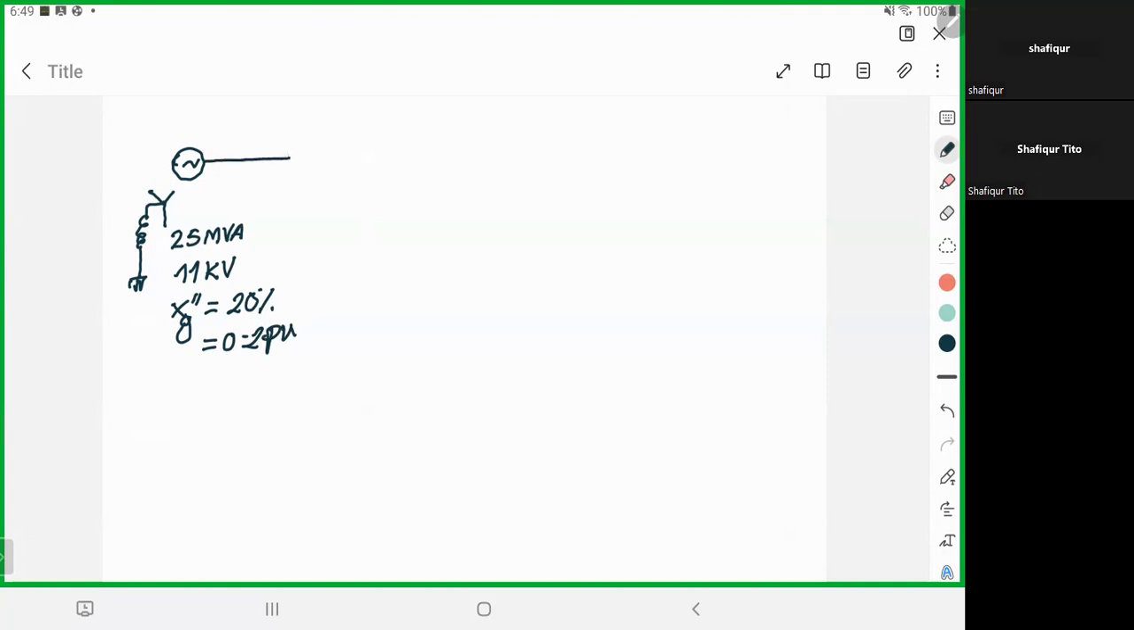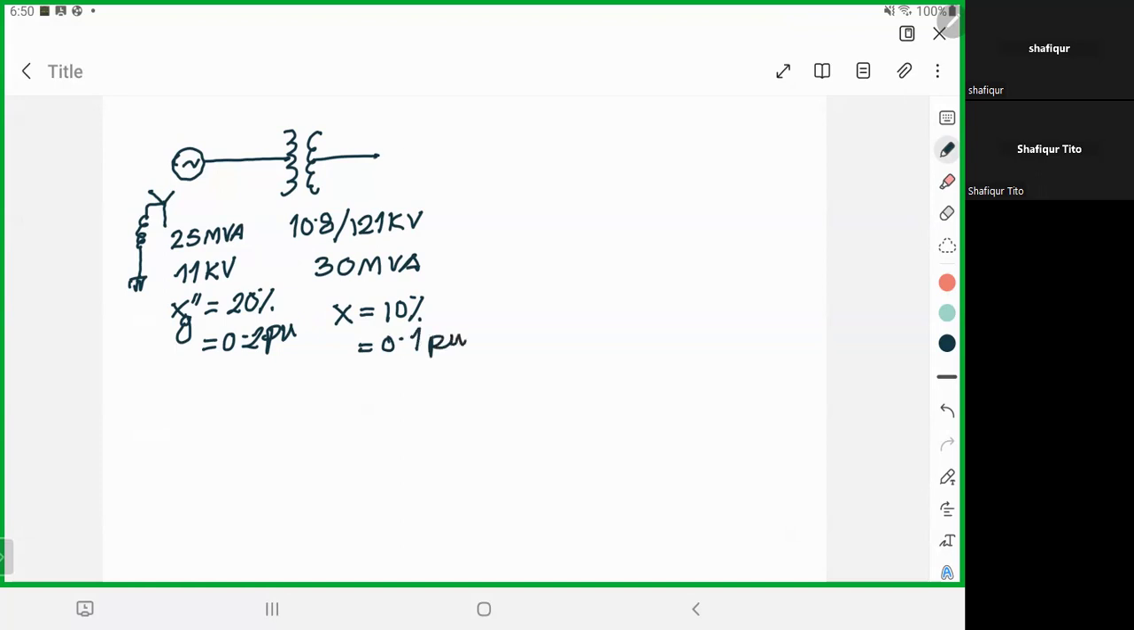Then this is connected with a transformer, which is given with the primary side 10.8 kV and secondary 121 kV, and this is 30 MVA, and the reactance is equal to 10%, that is 0.1 pu.